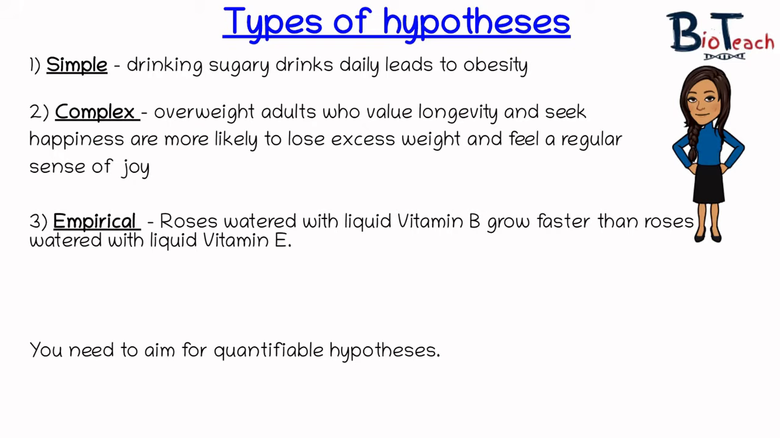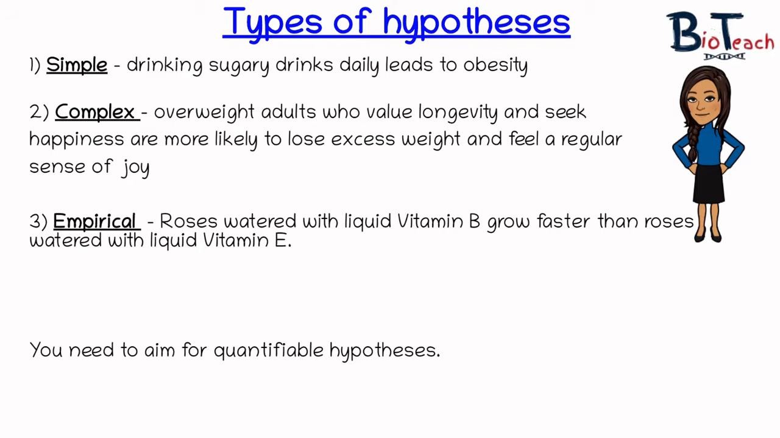The second one is a complex hypothesis, saying that overweight adults who value longevity, or living longer, that's what we mean, and they seek happiness are more likely to lose weight and therefore feel a regular sense of joy. Here you have a relationship between two or more variables. That is a relationship between living longer, happiness, and the desire to lose weight. The third is an empirical hypothesis. For example, saying that roses watered with liquid vitamin B will grow faster than roses watered with liquid vitamin E. Here you're basing your hypothesis on some form of trial and error or a theory being put to the test.